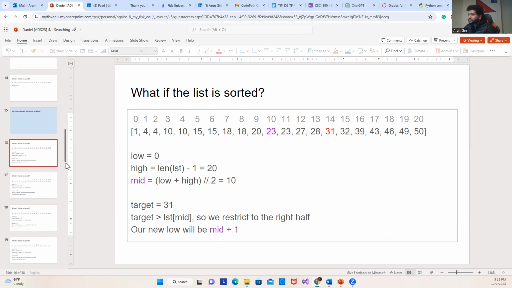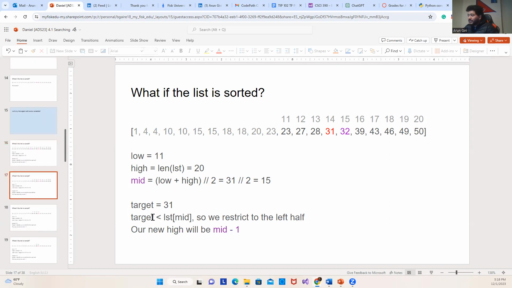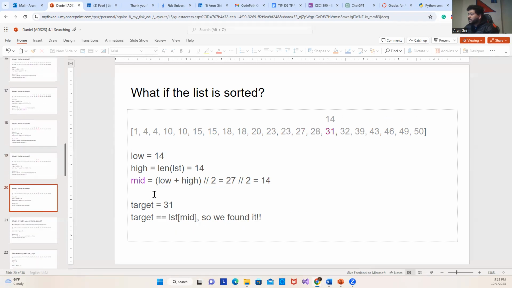The other case is where the target might be less than the middle element. If the target is less than the middle element, we know that the element is present on the left side, not on the right side. So our high can be mid minus 1. So we just change the pointer, right? And there could be another case where our target element might be the middle element itself, right? And if this is true at any point of time, we can return the index, right? So these are three cases we need to be really careful about.